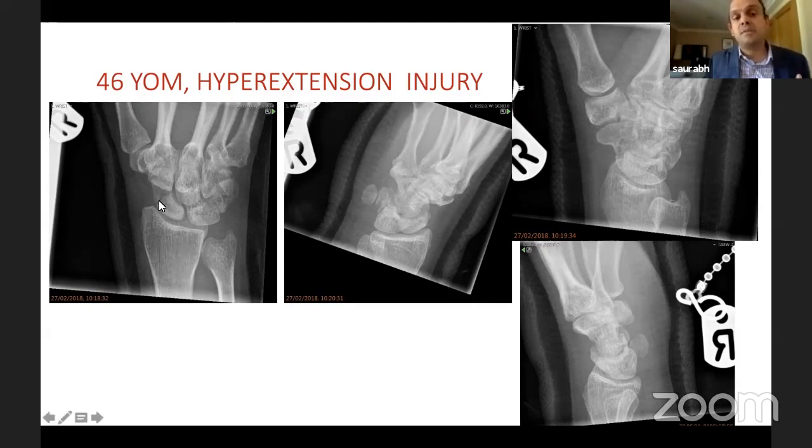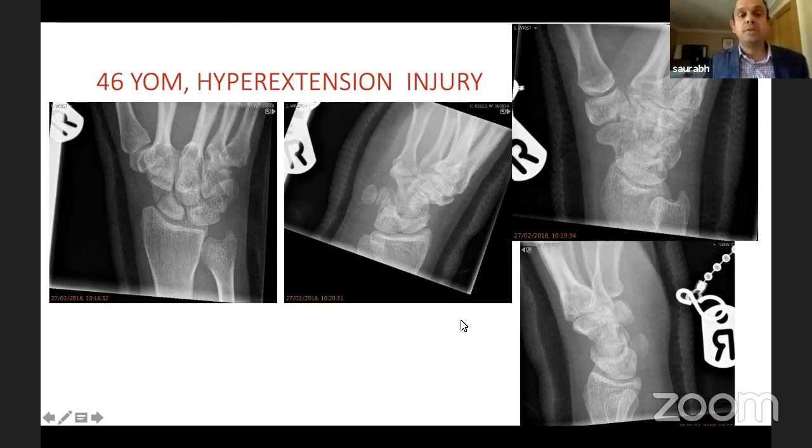Once you've established it's an isolated waist injury and it's not a non-union waist, then you can ask for other views. Always ask for all the views. For example, this is a 45 degree supination view. Here, you can see the proximal pole very nicely, whereas the distal pole is all merged in other bones. Similarly, this is a 45 degree pronation view. You can see your distal pole, but you can't see your proximal pole. Lateral view, as I told you, you don't see a lot other than the relationship of your lunate to scaphoid and your scapholunate angle.